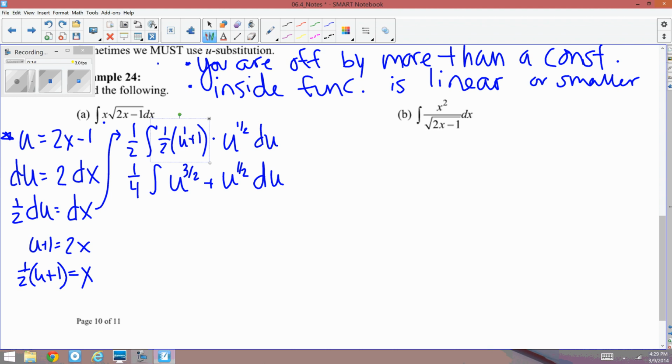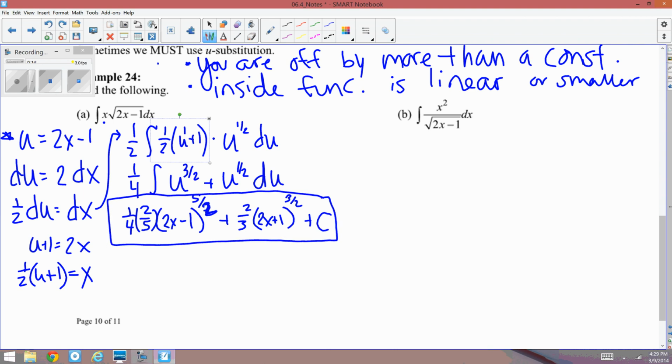And now I just use the power rule. So 1/4 times, and I'm going to leave this open for a second. I'll tell you why. Add 1 to the power, 5/2, sorry. Divide by the new power, 2/5. Instead of writing u and wasting time writing it again, I'm going to replace it now with my function. Okay, plus power rule again, add 1 to the power, divide by the new power. Instead of writing u, I'm going to write my 2x minus 1. And don't forget your plus c.